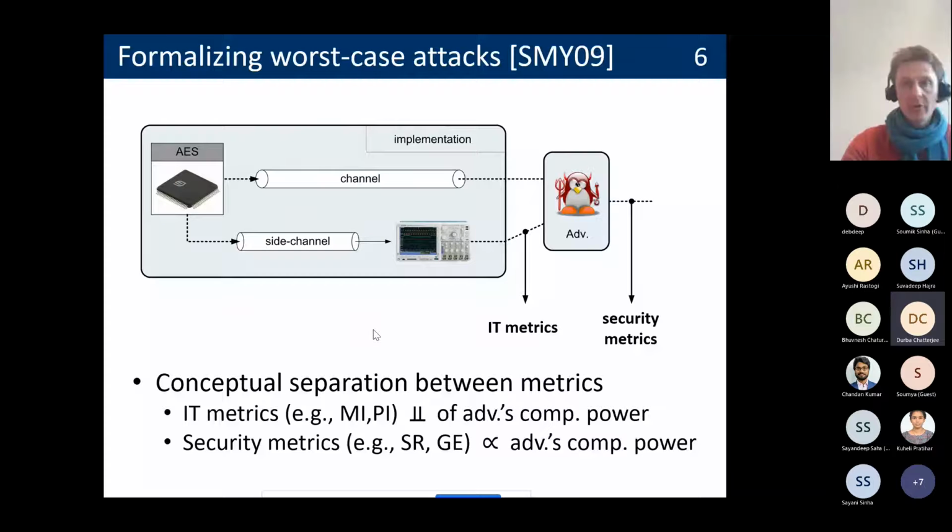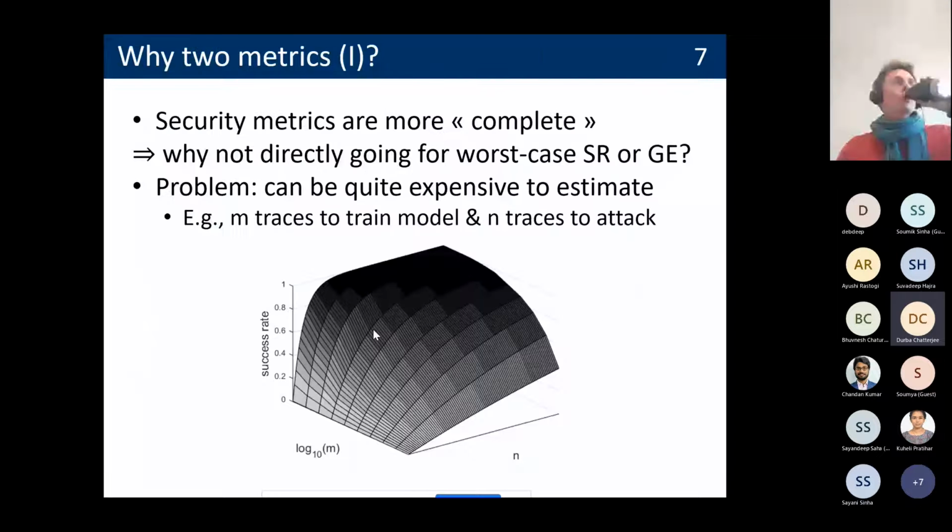Good. And if you start there, I would say a first question is, of course, why do we need two metrics? Because if you think about it, I would say security metrics are in a sense more complete. And you could question why we don't directly go for worst case success rate or guessing entropy all the time. The problem that we face here, and that I try to represent with this figure, is that they can be quite expensive to estimate, and maybe sometimes not so easy to manipulate with good intuition.